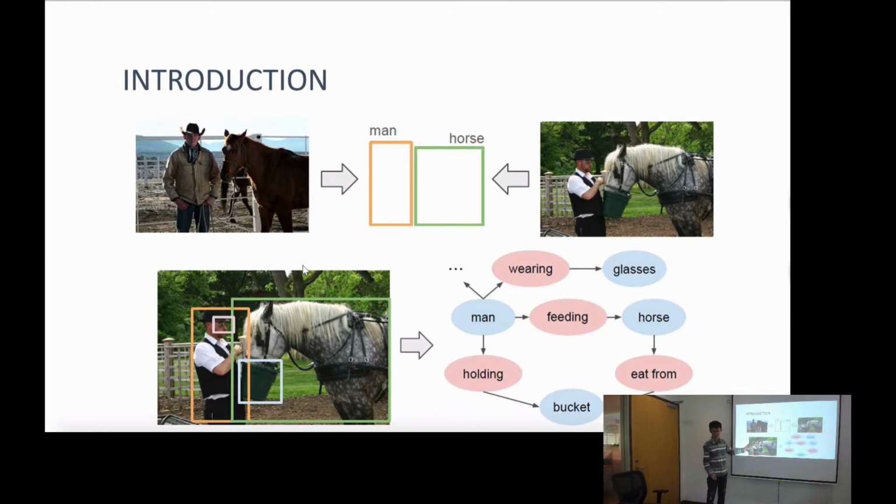So this is the man. We use the orange box to denote the man, and the green box to denote the horse. What is this man doing? This man is feeding the horse, so we use this pink box to denote it. Of course, this man is also wearing glasses. Man wearing glasses, and similarly, this man is holding bucket and horse is eating from bucket. So given this image, our goal is to generate this kind of relationship graph. The blue box here corresponds to the objects, and the pink box corresponds to the relationship of two objects.